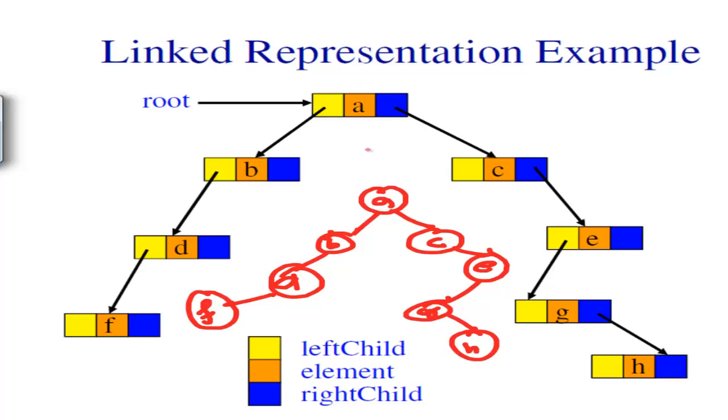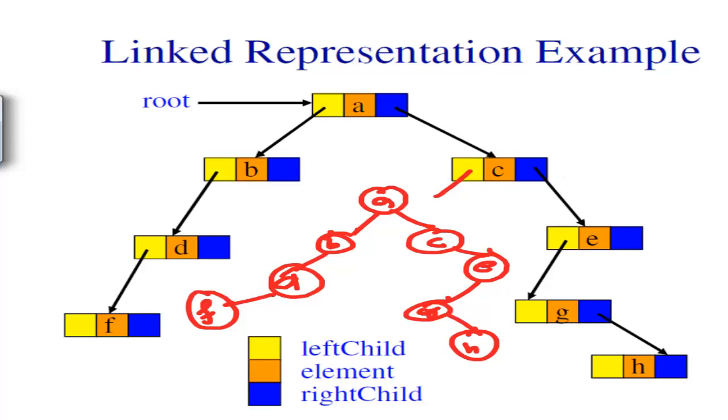But here in the linked representation we have pointers which can tell us where the left child is and where the right child is. If, for example, its left child is missing, then if there were a left child, its address would have been in this pointer. But it's not there, so that means we don't have to waste space.